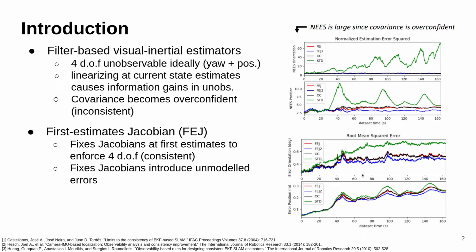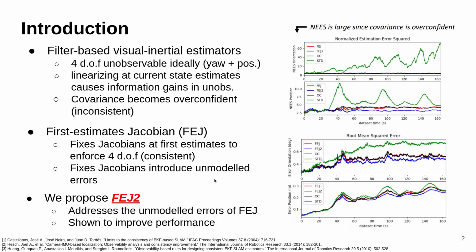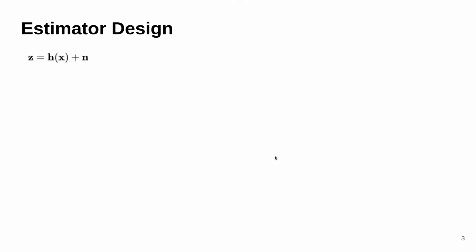The First-Estimates Jacobian method fixes the Jacobians at the first estimate. This prevents information gain along the unobservable directions, but can introduce errors if poor initial estimates are used. In this work, we carefully model the extra errors that FEJ could have and propose FEJ2, which is shown to improve performance. As shown in the figure, FEJ2 achieves even better consistency and accuracy than FEJ.